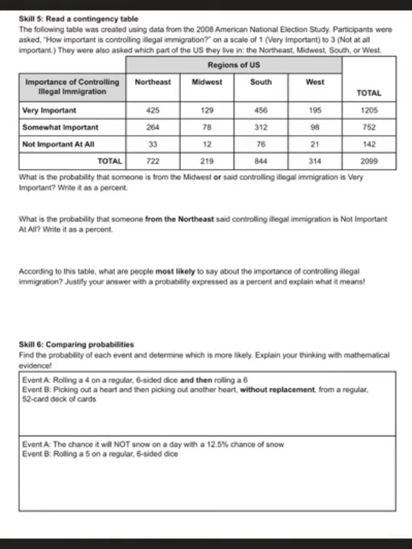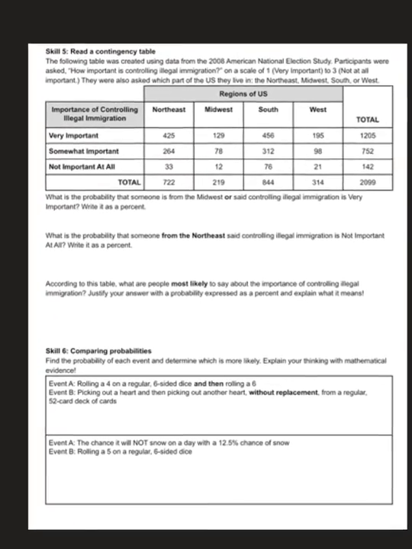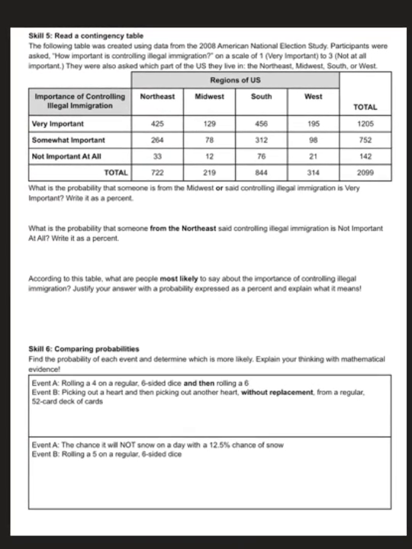or zoom down, however you're looking at this, this skill is about being able to read a two-way or contingency table. So this table was created in 2008, and it asked people before they voted how important they felt controlling illegal immigration was. And they gave them a scale of 1, very important, to 3, not at all important. And they also asked those people which part of the U.S. they lived in, the Northeast, the Midwest, the South, or the West.